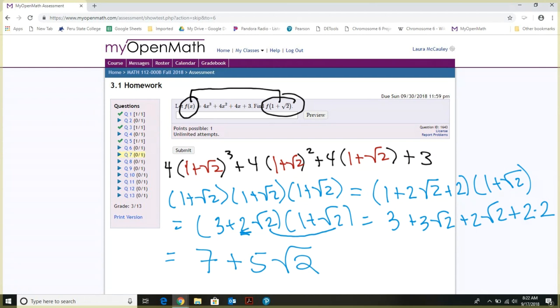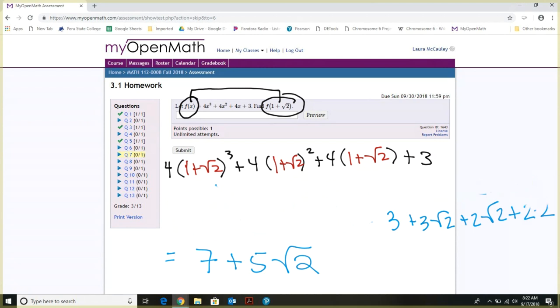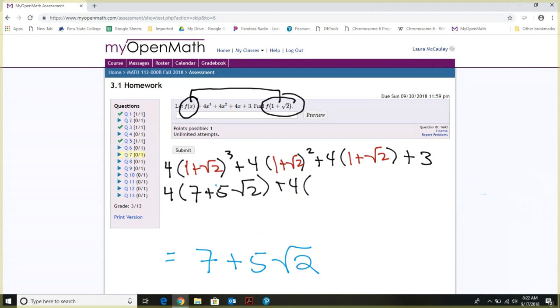So now I'm going to come in and erase here. Let's erase that real quick and see what we have now. So I have 4 times, we just cubed that, 7 plus 5 square root of 2, plus 4 times the square, and we squared that, actually it was underneath there. It was 3 plus 2 square roots of 2. So square the first one, you get 1, multiply and double, square the last one. All right. And then we're going to have 4 times 1 plus the square root of 2 plus 3.